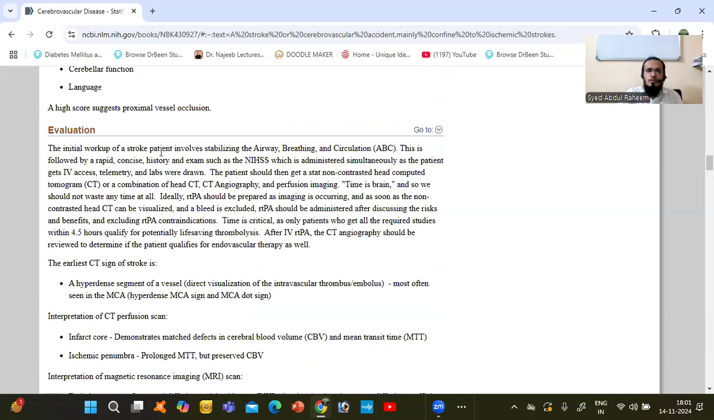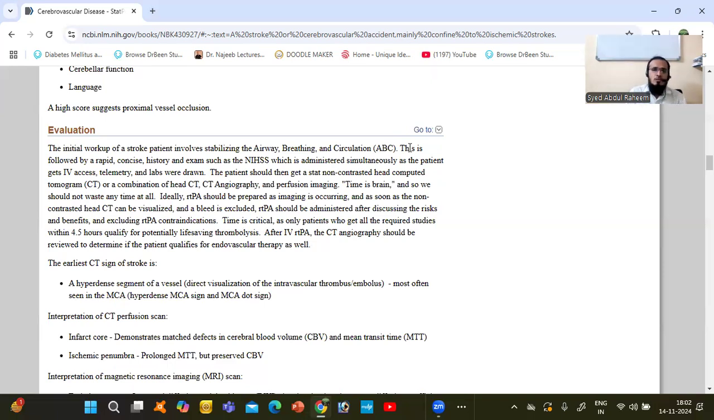The initial work of a stroke patient involves stabilizing the airway. ABC: we will check whether the patient is able to breathe, whether their circulation is okay, whether the airway is there. If so, you can go through the investigations and proper things. But if the airway is not there, breathing is not there, then mostly the patient will go to the ventilator.